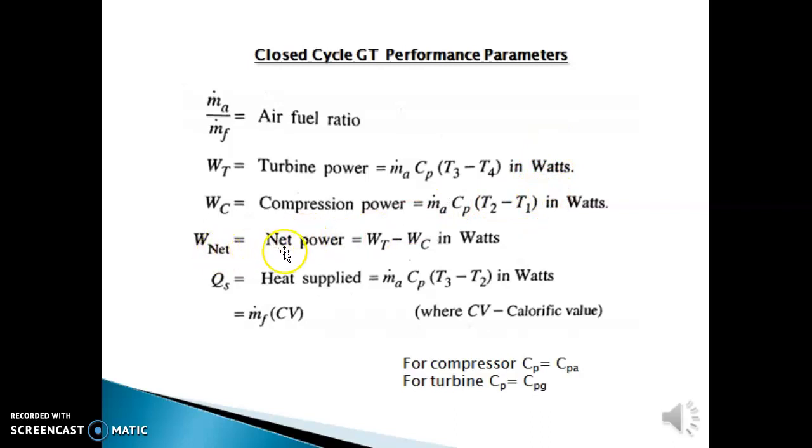Now, the net power in the cycle is equal to Wt minus Wc, that is work done by the turbine minus work done by the compressor. Heat supplied in the cycle is equal to m dot F into Cv, where m dot F represents mass flow rate of fuel and Cv represents the calorific value of the fuel. Usually this expression is used because the mass flow rate and the calorific value will be either given, or the air-fuel ratio will be given, from which we can find the mass flow rate of fuel, and multiplied by the calorific value, we get the heat supplied. Otherwise, we have another equation, that is m dot A into Cp into T3 minus T2. So these are the performance parameters.